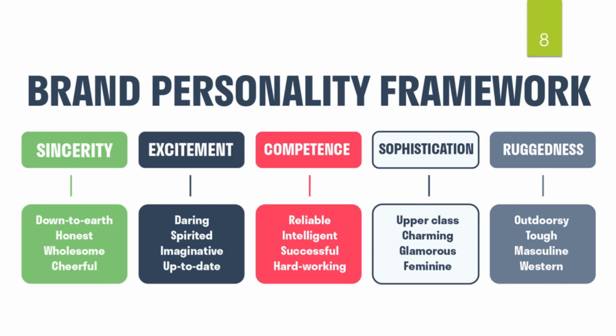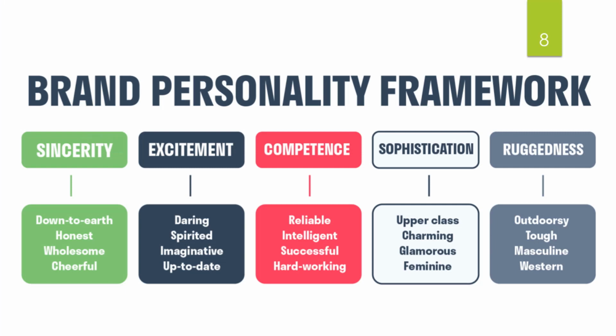Competence: reliable, intelligent, successful, hardworking. If your company wants to portray itself like that, then competence is going to be important, which means that quality and delivering exactly what you said you're going to deliver is going to happen. An example of this is General Electric. Their products are very reliable. You know it's going to work. Toyota is another one. If your company is upper class, charming, glamorous, and feminine, then sophistication is for you.